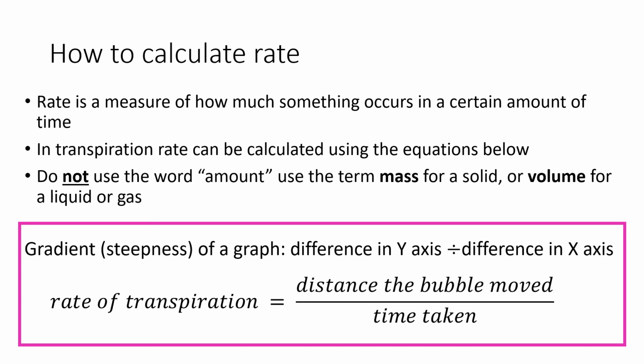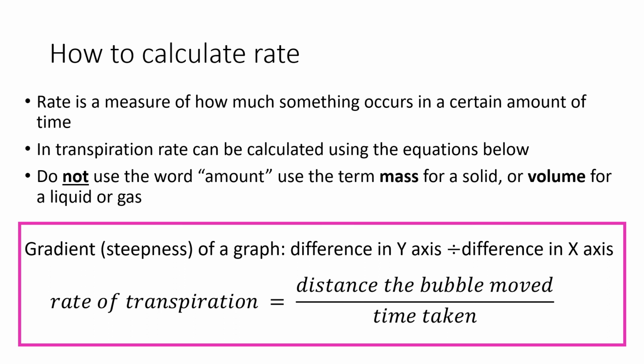Be careful when we're talking about rate of transpiration in any experiment, don't use the term amount. If we're talking about solids, we talk about the mass of material. If we're talking about liquids or gases, we're talking about volume. And it's different for every experiment, but the rate is always a measure of how much something is occurring in a certain amount of time.